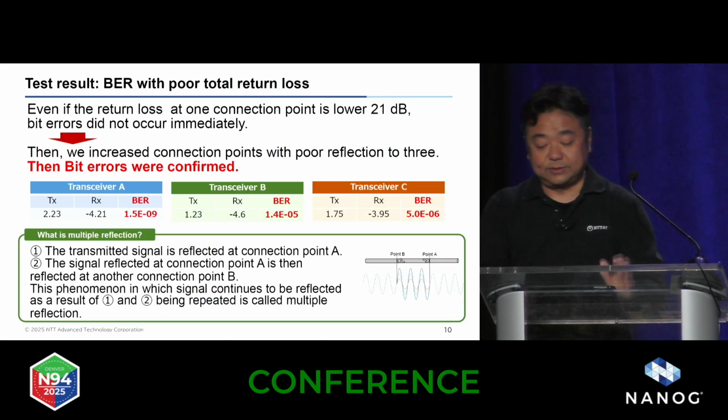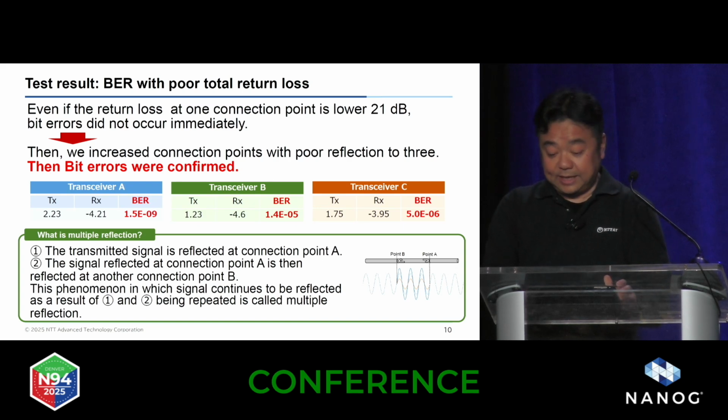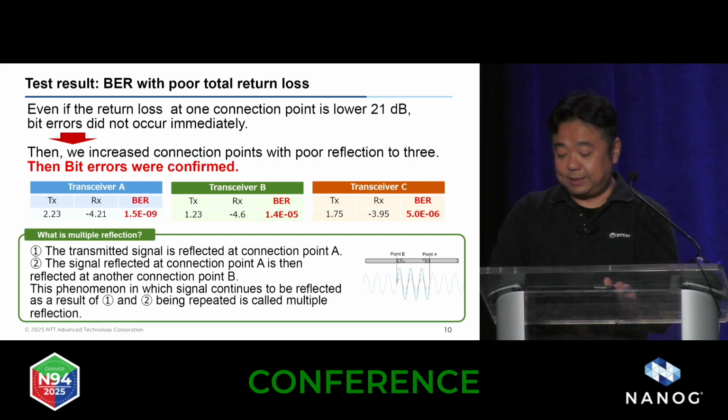This is the test result. We have an interesting result. First, we tested with one connection point which has poor return loss under 21 dB, but bit errors did not occur. Then we increased the number of connection points to 3. Then bit errors happened. This table shows the result. Bit errors were confirmed in all 3 tests conducted with the different transceiver manufacturers.